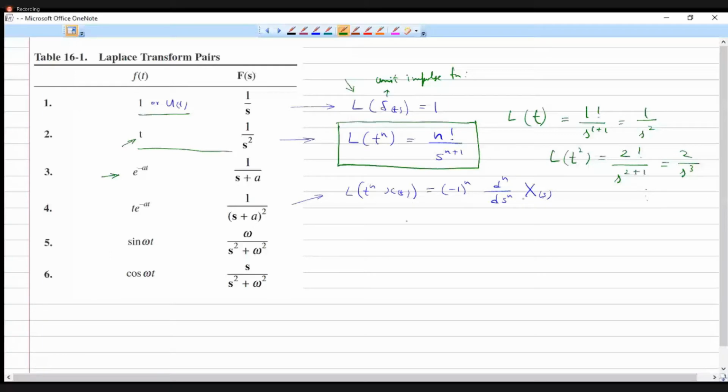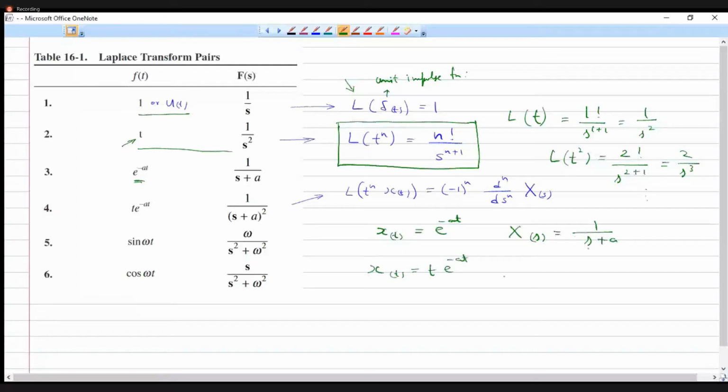into X of s. So how to interpret this property is, let us take this previous example where we were having f of t is equal to e power minus at. So instead of f of t, let me write it as x of t. So that is equal to e power minus at. Now what is X of s of this? So that is already given here. X of s is the Laplace transform of e power minus at, which is equal to 1 by s plus a. Okay. Now I want to find the Laplace transform of say x of t is equal to t into e power minus at.